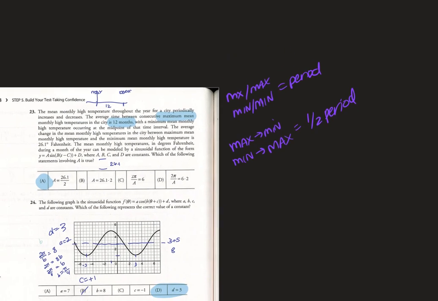When's it hit the high? If it hits the high again, that's your period. If it's low to low, that's your period. But if it's high to low or low to high, that's half your period. You'd have to double it. So that's the first piece of information I got from this.